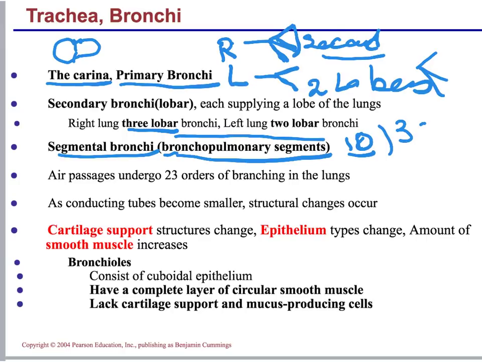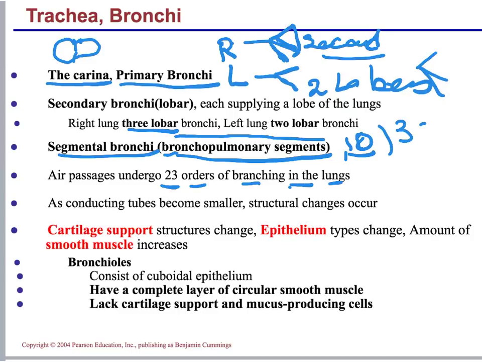From there, we have 23 divisions and branchings of these airways in the lung tissue, right? So you've got the first one, which is the primaries, the second one, which are the lobars, the third one, which are the segmentals, the fourth and the fifth and the sixth and the seventh, up to 23.